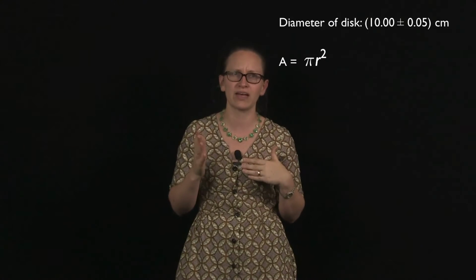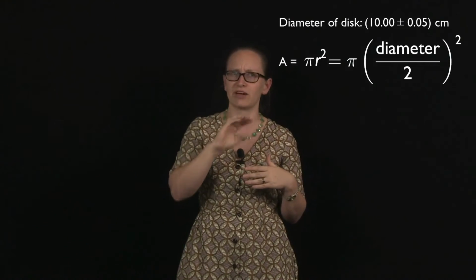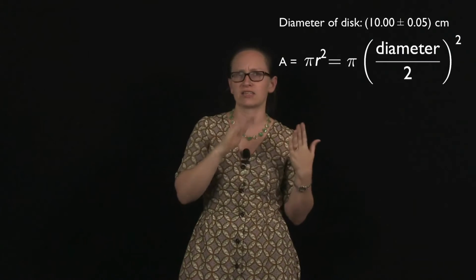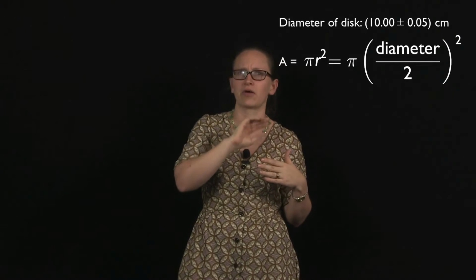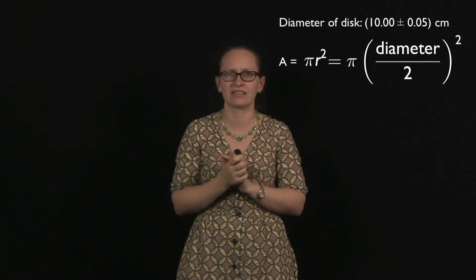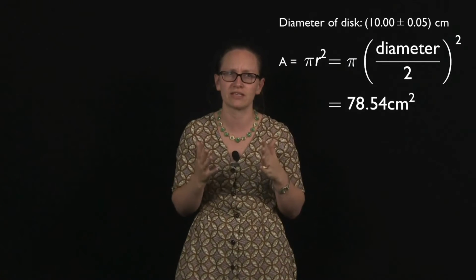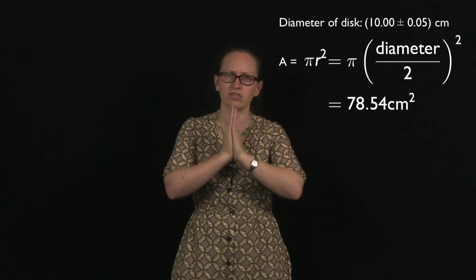So what we can do then is we can measure the diameter of the disk. So let's say that we measure the diameter of this disk and we measure it to be 10.00 plus or minus 0.05 centimetres. In this case, the surface area is given by pi r squared, which is equal to pi, the diameter divided by 2, all squared. And so this is pi times 10.00 over 2 squared, which on the calculator gives us 78.54 centimetres squared. So we've now worked out the surface area.